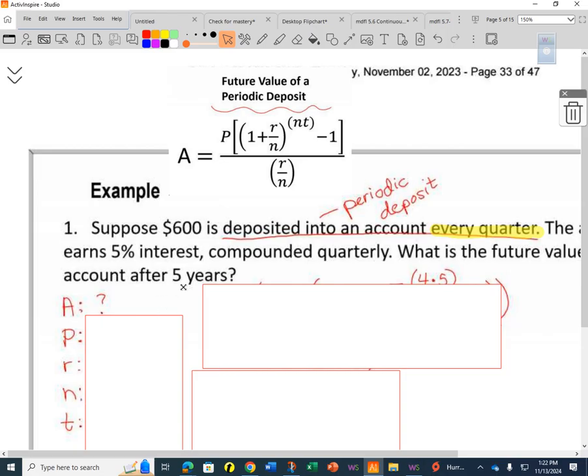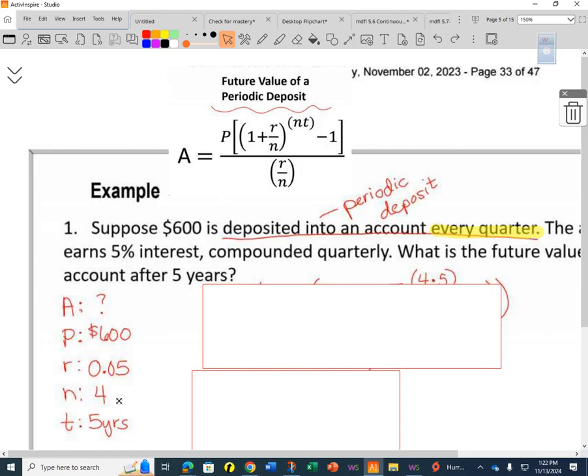So the N is the number of times it's compounded in a year. Right? So how many times is this going to be compounded in a year? What's the word up there that tells us that? Quarterly, yes. Steve, how many? 4. So you've not filled this part in. That should have been the easy part for you.